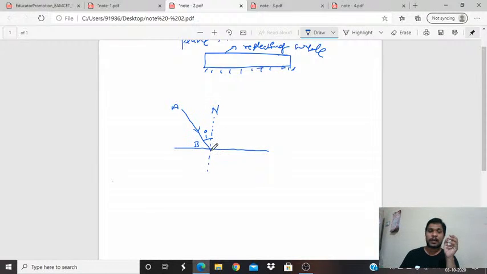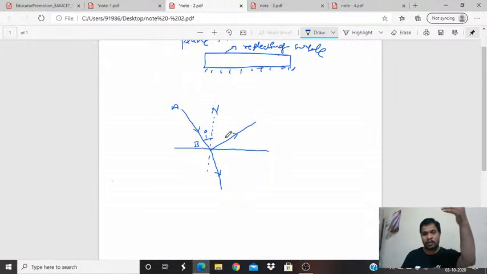What happens? Some part of the energy will be reflected back into the same medium. Only some part, not the complete part. The remaining part will be transmitted, that is, refracted into the other medium. Reflection and refraction actually happen at a time. Some part will be reflected and the remaining part will be refracted into the other medium. But while studying, we can study them separately.